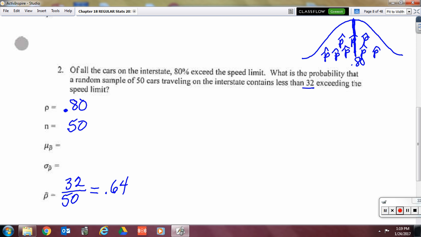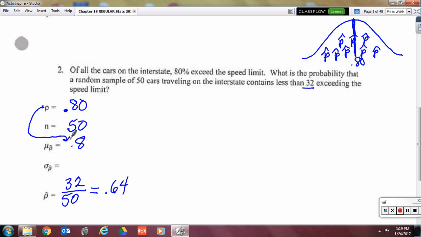Okay, so let's go back here and fill in these other things. What will the center of all the p-hats be centered around? Or what should it be? Yes, it's always centered around this. So whatever this number is, that will go right there.